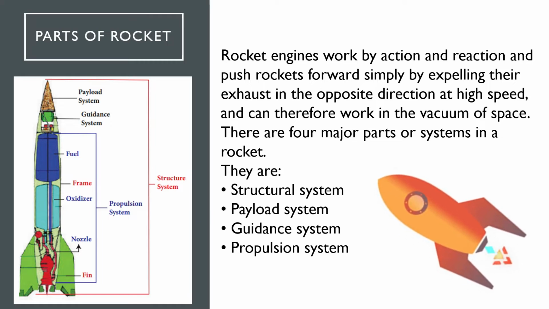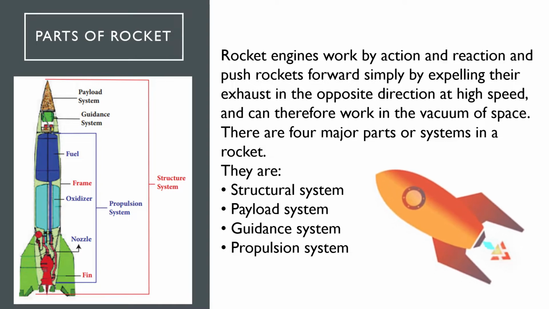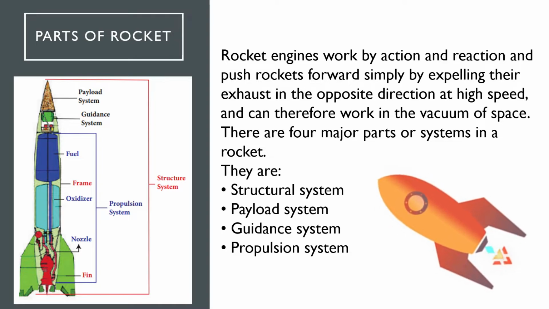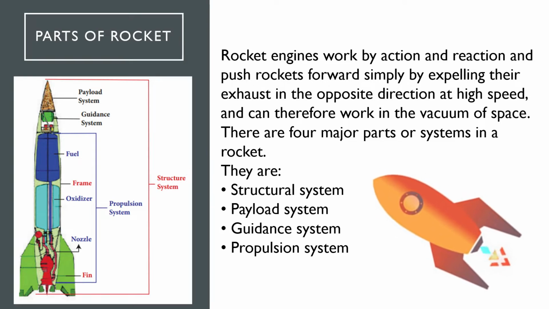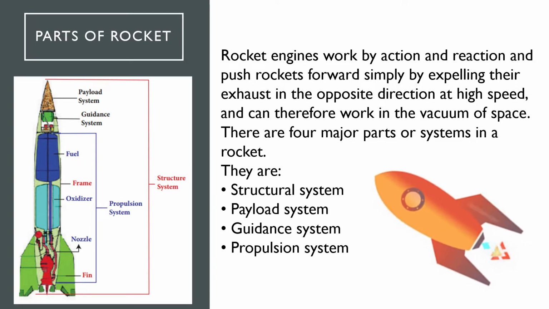Parts of rocket. Rocket engines work by action and reaction and push rockets forward simply by expelling their exhaust in the opposite direction at high speed and can therefore work in the vacuum of space. There are four major parts or systems in a rocket. They are structural system, payload system, guidance system, and propulsion system.